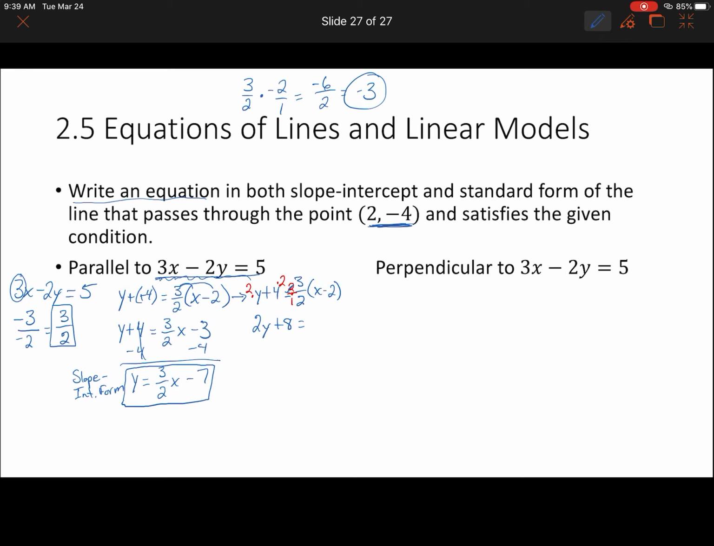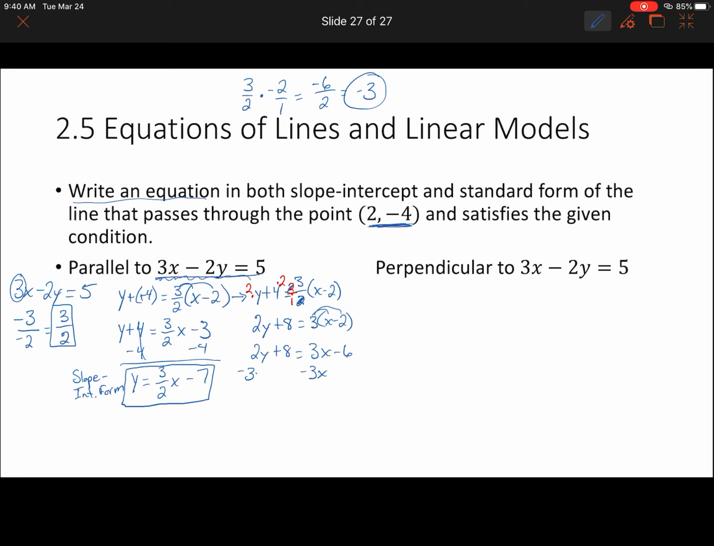And so when we do that, we're going to get 2y plus 8. And then this 2 we multiplied by and this 2 on the bottom of this fraction are going to cancel out. It's going to leave us with 3 times x minus 2. And then we'll distribute the 3. So we'll have 2y plus 8 equals 3x minus 6.